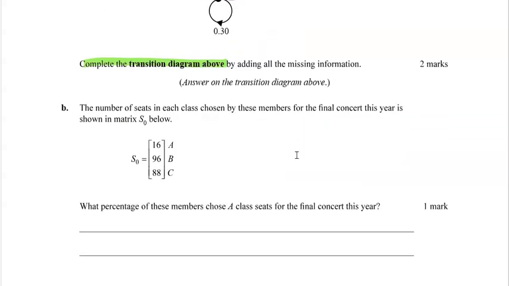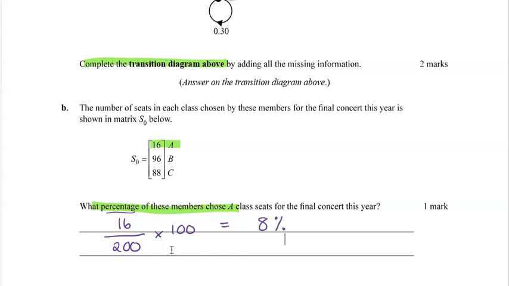Part B, the number of seats in each class chosen by the members for the final concert this year is shown in matrix S0 below. So we have our initial state. What percentage of these members chose class A? So here we can read from the matrix there are 16 members, but remember it's asking for percentage. So 16 out of the 200 members, times by 100 to make a percentage, means we have 8% of the members.